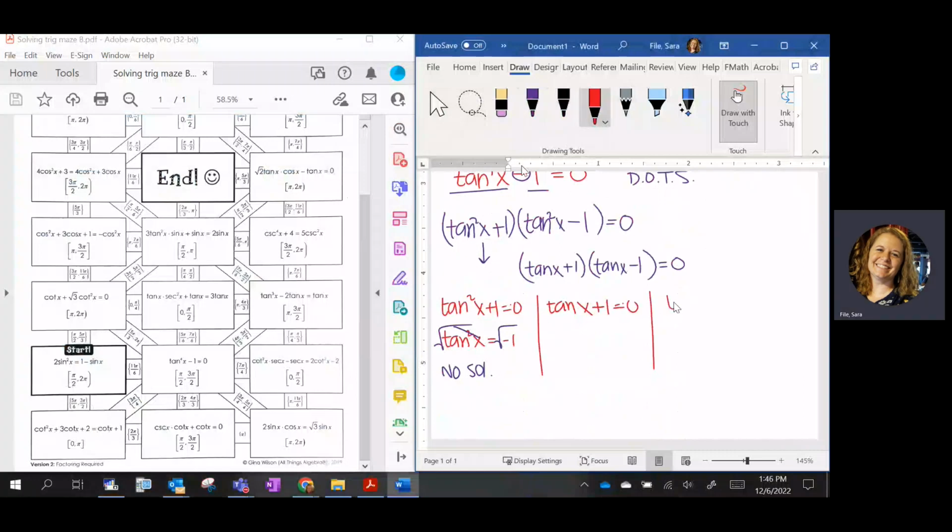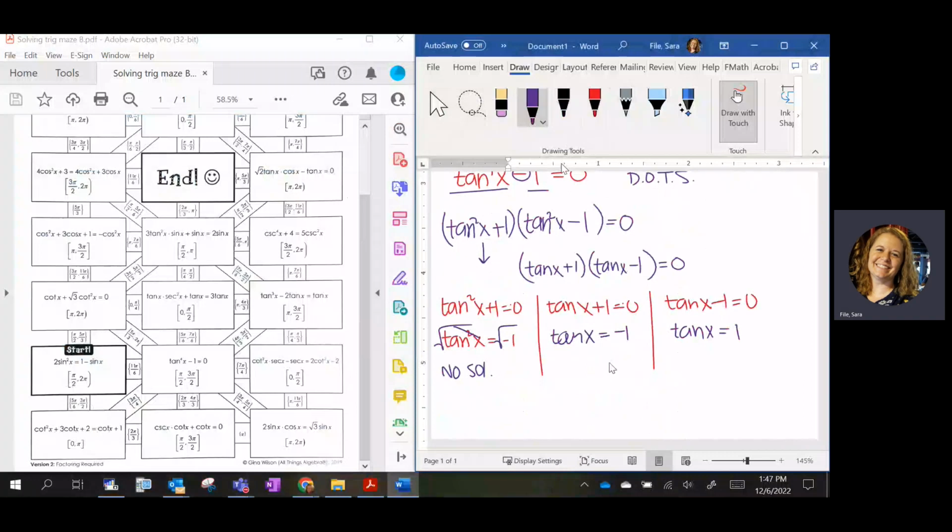Okay, and then the last one. Okay, so on both of these, when I move the constants over, I'm subtracting one here, so it ends up being a -1. And over here, I add it over, so ends up being a +1.